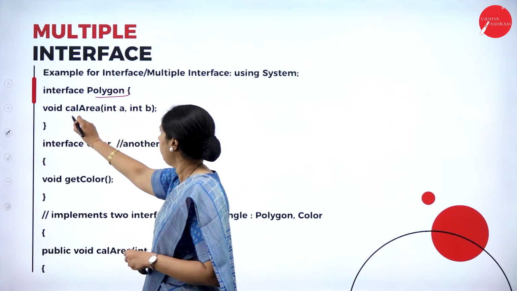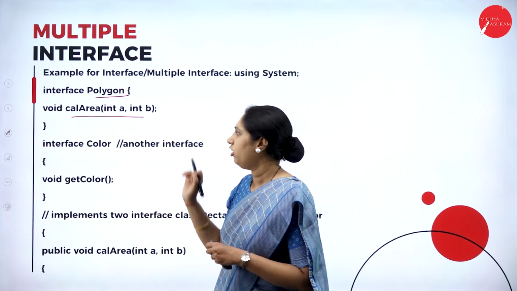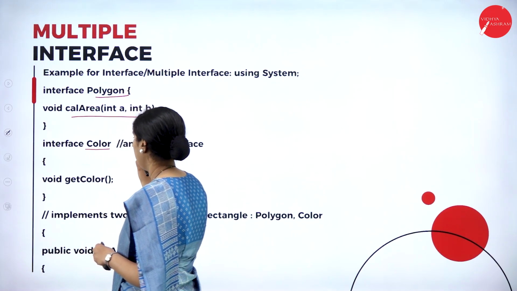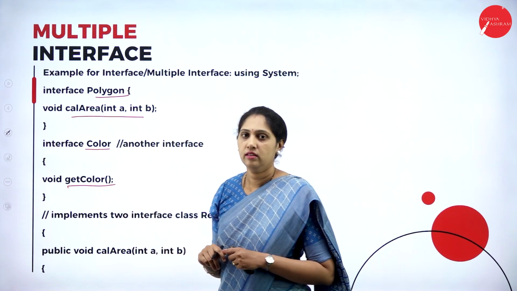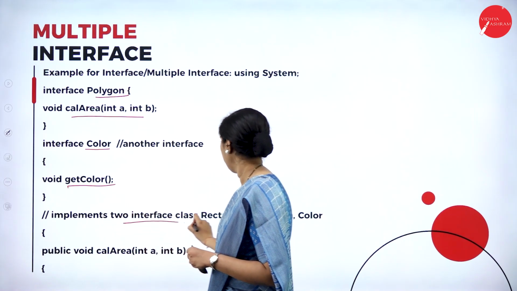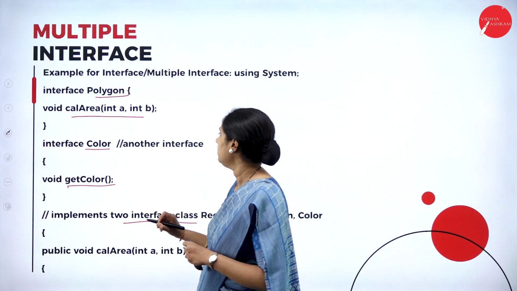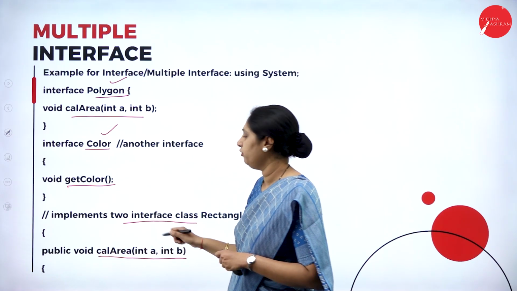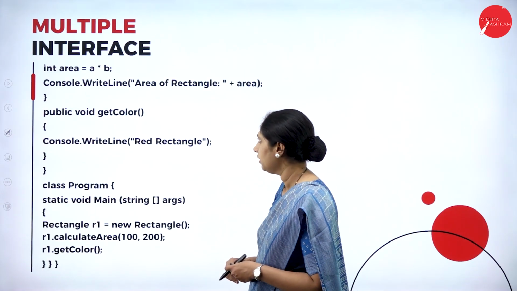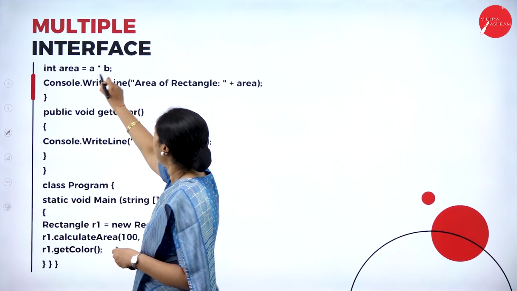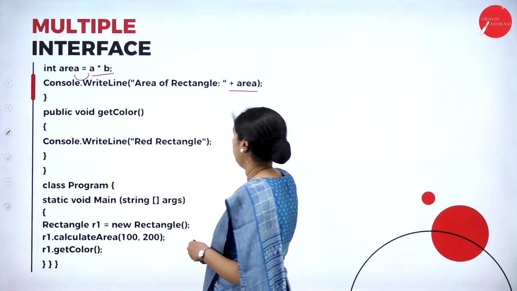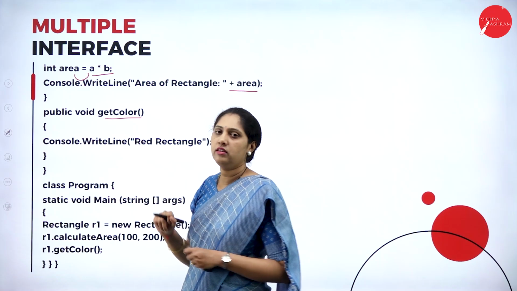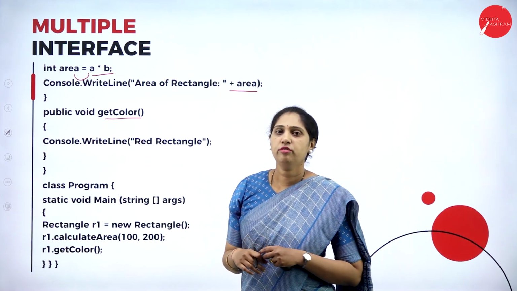In this Polygon, we have already discussed, in the previous slide, CalculateArea was there. Now, we have to write the code for it. Next, there is one more interface, Color. Here you have a function GetColor. So, the class implements two interfaces, that is Polygon and Color. Now, we have to write the functionality for CalculateArea. So, what we write is A into B assigned to area, and this area will be displayed using Console.WriteLine. Next, again we'll define the method GetColor, meaning to say we are writing the functionality.